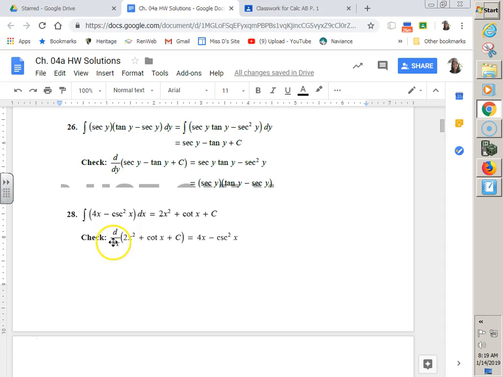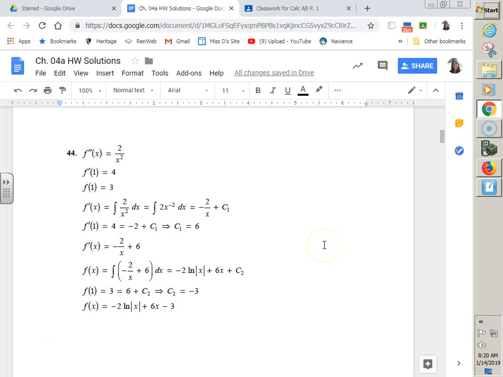Number 28. A little algebraic piece, no big deal with power rule. Little trigonometric piece. Did you guys get the plus? You should be memorizing, working on these rules. The integral of cosecant squared is negative times a negative, is a positive cotangent.